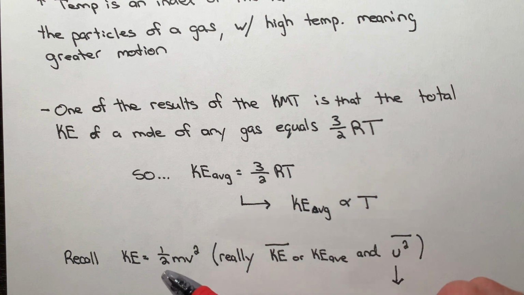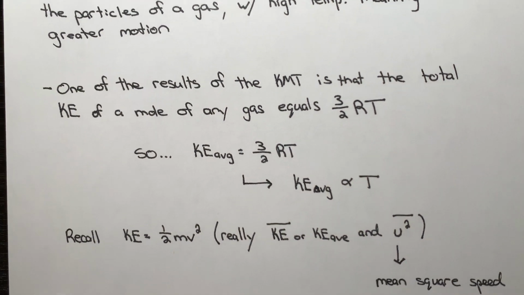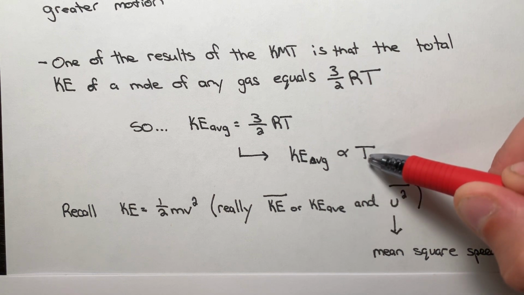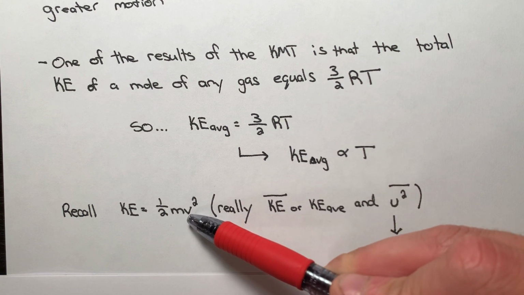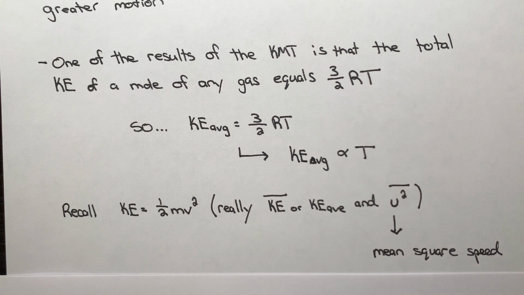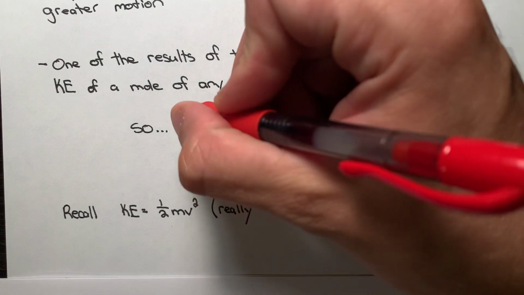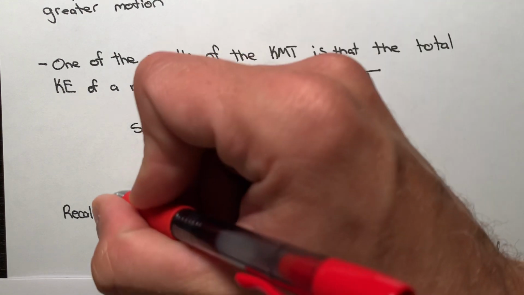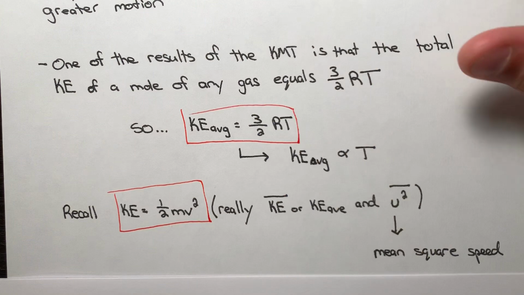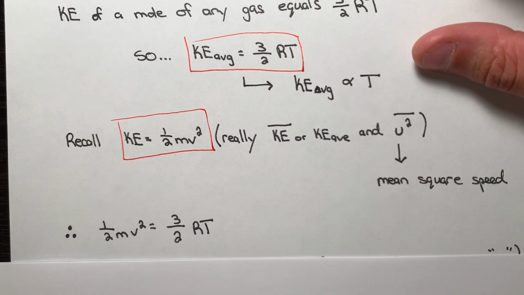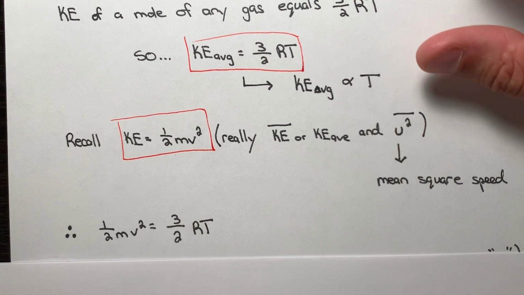That being said, if we know the kinetic energy is equal to 1/2 mv squared, this is really useful all of a sudden, right? Because we can now equate temperature with the mass and speed of a gas sample, okay? So if we take a look at these two equations, we can set 1/2 mv squared equal to 3/2 RT.